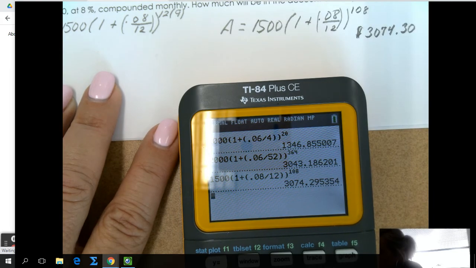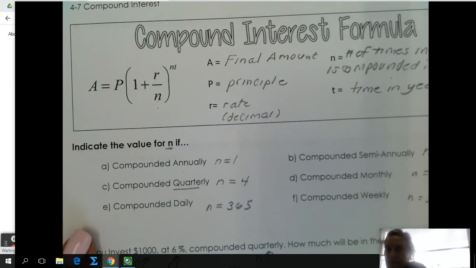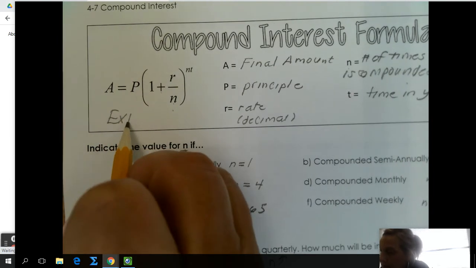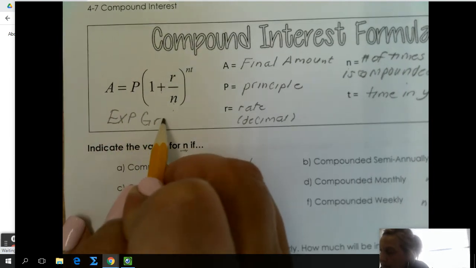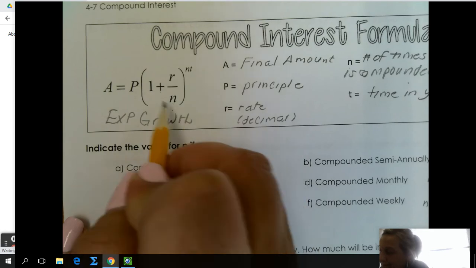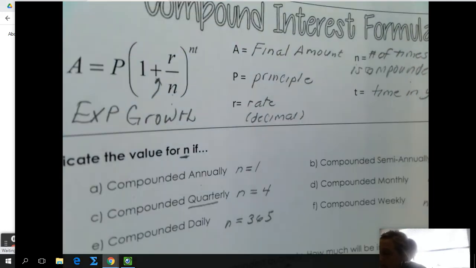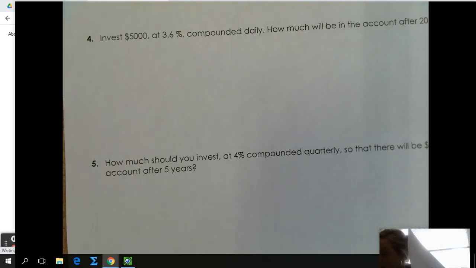Okay, that's our compound interest formula. Remember, our compound interest formula is just a very specific case of exponential growth. And the reason we know it's exponential growth is because of that exponent. Okay, the second page is for you to complete, 4, 5, and I don't know what happened to 6.